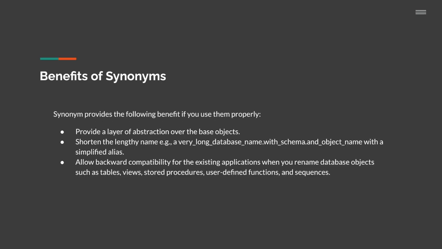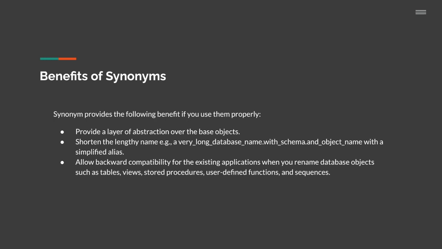What are some of the benefits of using a synonym? It provides a layer of abstraction over the base objects. It allows for you to shorten lengthy names with a simplified alias. And it allows for backward compatibility for existing applications when you rename database objects.